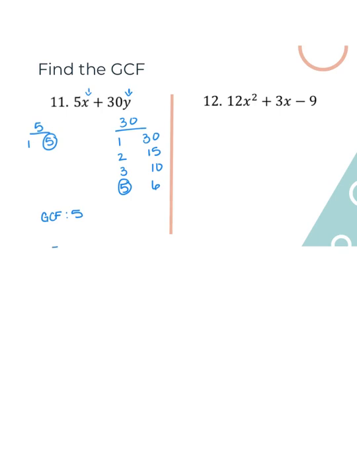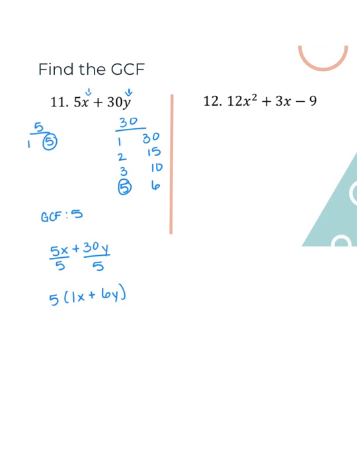So I'm going to rewrite 5x plus 30y, and I'm going to divide this by my greatest common factor, which is a 5, and divide this by my greatest common factor, which is a 5. Okay, so 5 divided by 5. Well, first I'm going to put my greatest common factor on the outside. 5 divided by 5 is 1, and then I still have my x there. I'm not getting rid of that. Plus 30 divided by 5 is 6, and I still have my y there.